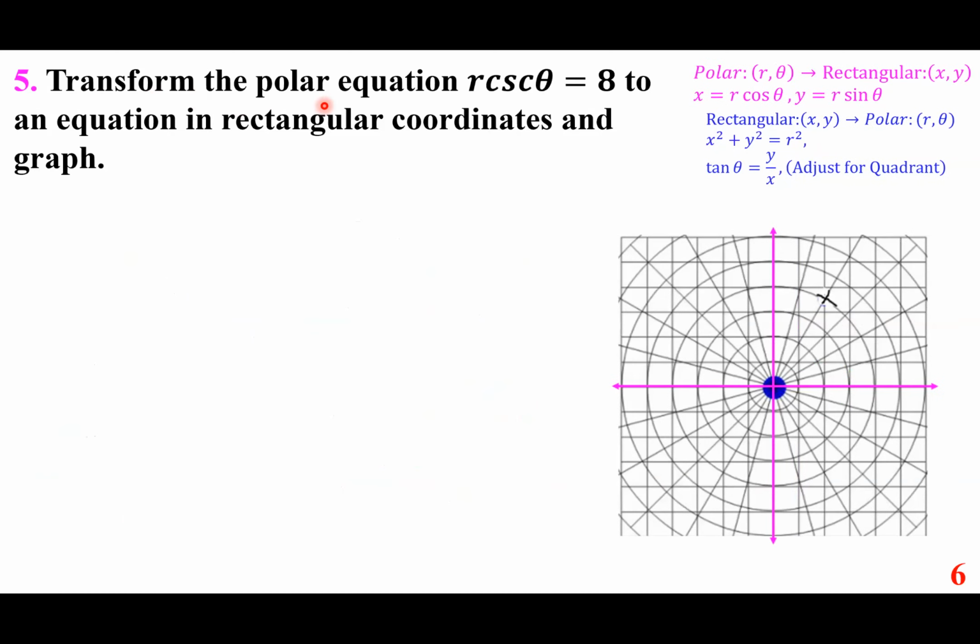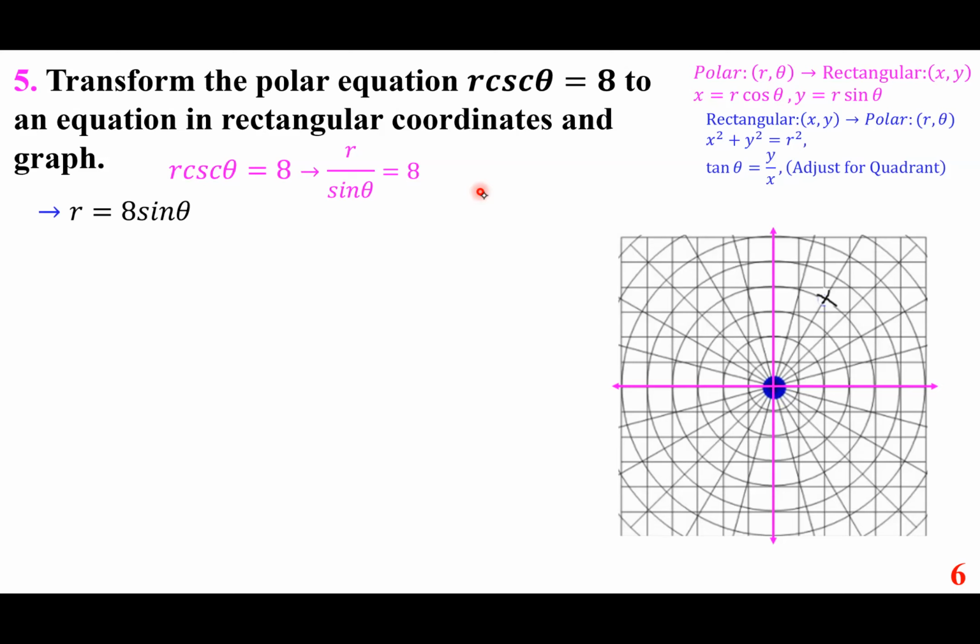Now, we want to transform r cosecant theta equals 8 to an equation in rectangular coordinates and graph. Well, generally speaking, dealing with secant and cosecant, we change them to sine and cosine. In this case, cosecant is 1 over sine. So we write r over sine theta equals 8. Cross product will result in r being 8 sine theta.